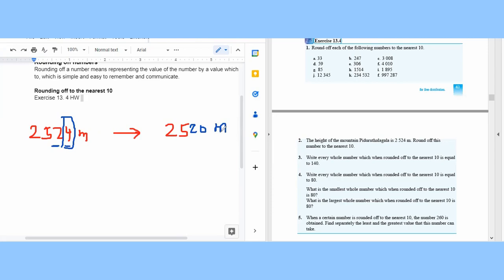Then write every whole number which when rounded off to the nearest 10 is equal to 140. So you need to find all the numbers that would give you 140 when you round them to the nearest 10. I'll give you 1 minute to think. Just think, and you can write it. You may have already written in your exercise books. Also, I can give you another 1 minute to think. So let's see.